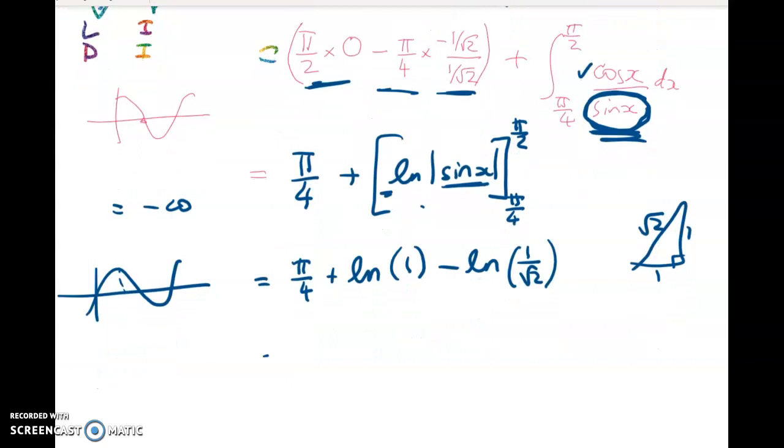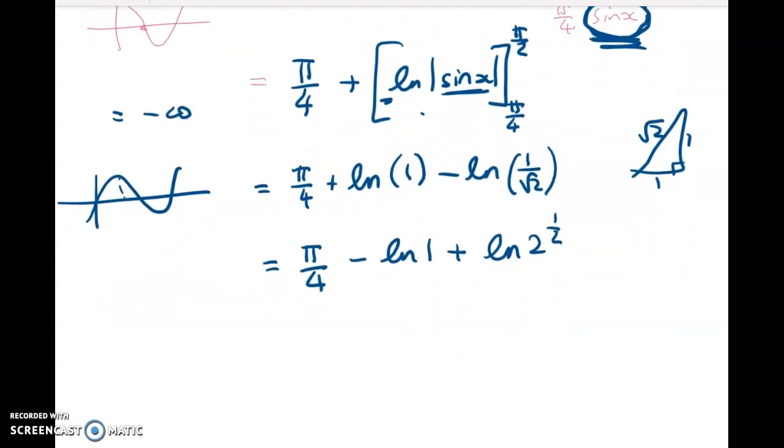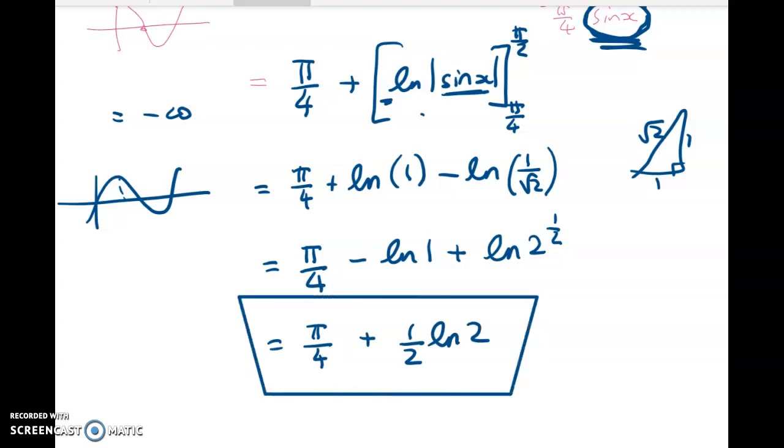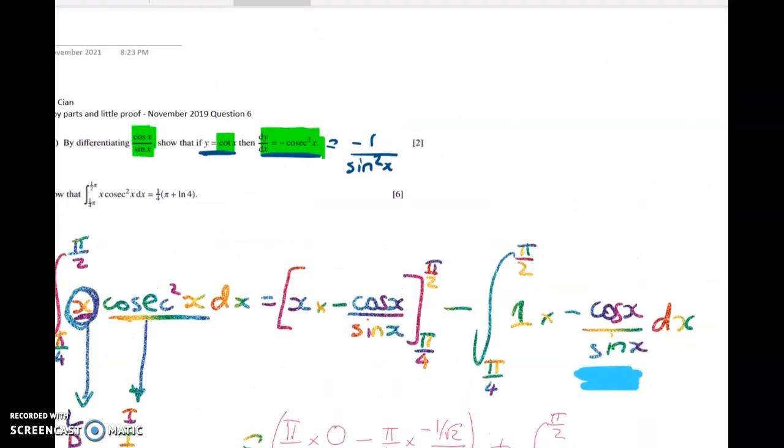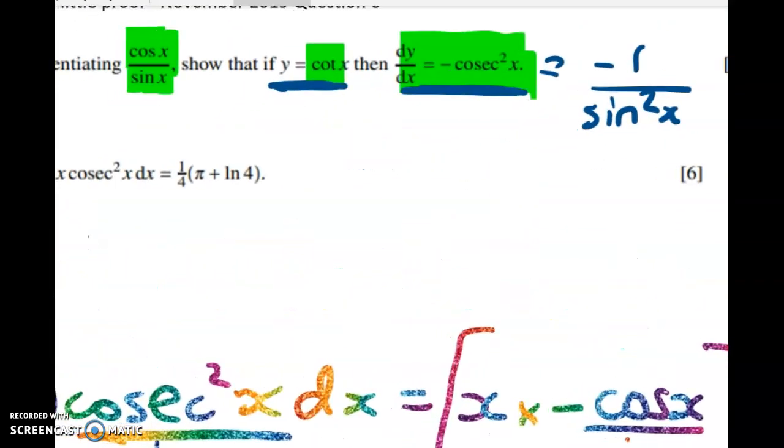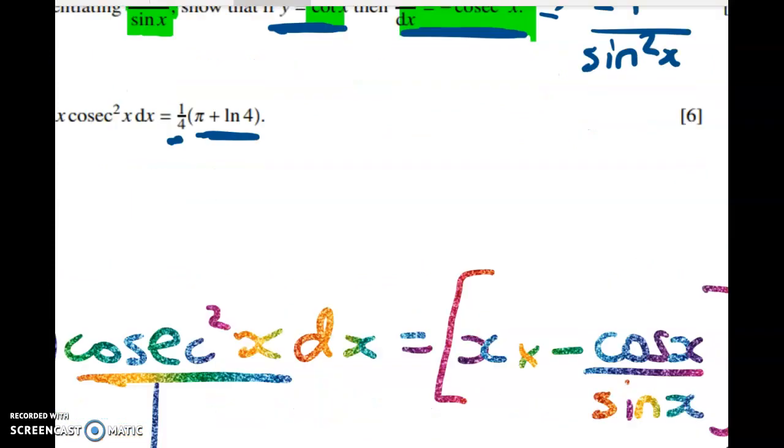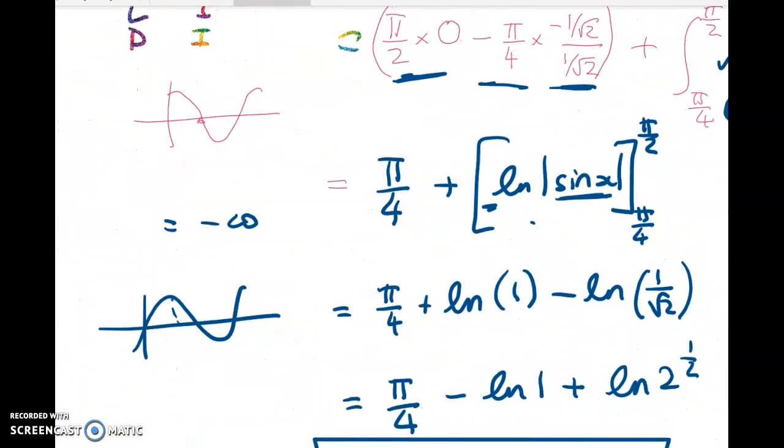Now, we're not quite at the result we want, but we can work that around. So that's pi on 4 plus 0 minus the natural log of 1 plus the natural log of 2 to the power of a half, which is pi on 4 plus a half log 2. So we get to here and we go, hang on, I'm not getting anything with log of 4. What's the problem, right? So we need to get to this, a quarter times this. So we just have to force through a common factor of a quarter.